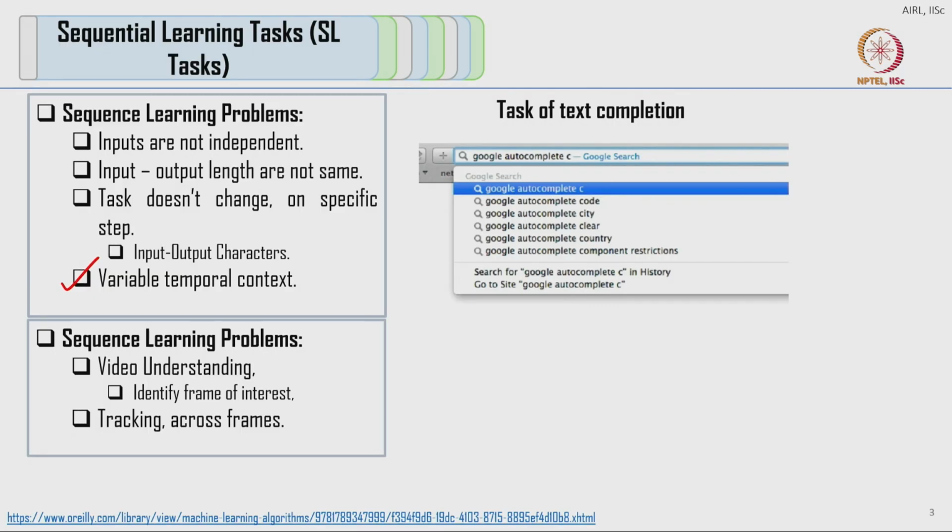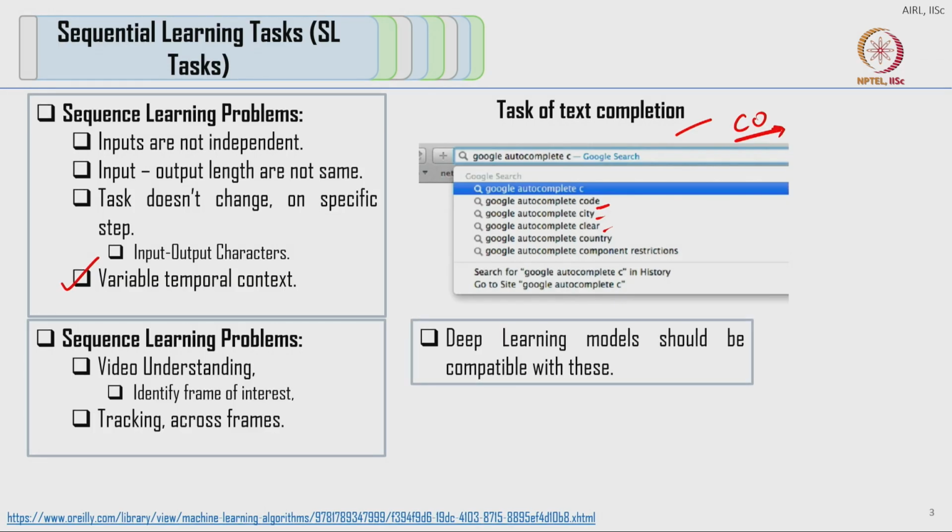An example that we also saw in the previous lecture was the task of text completion, where essentially giving a word like a C followed by every letter, this would change the input context length, and similarly it would also change the output. Right. However, the task of text completion remains as it is, and we want to focus on deep learning models that do this task better, which is the task of sequential learning.